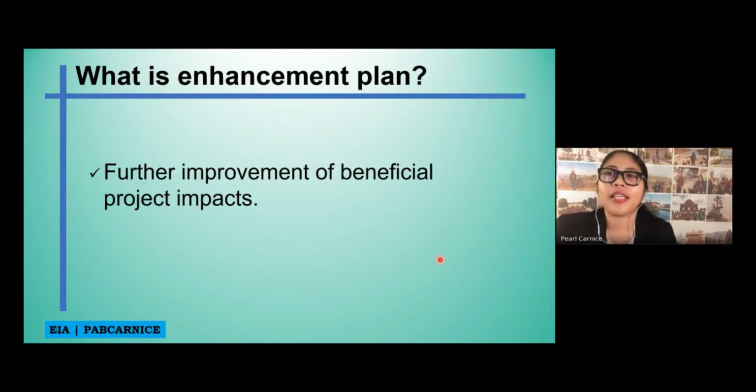If that is part of the enhancement plan. So again, when we say enhancement plan, it means if we can improve or increase the beneficial impact to the people and to the environment itself, then if we can find ways to enhance that, that would be good and that would be way better.